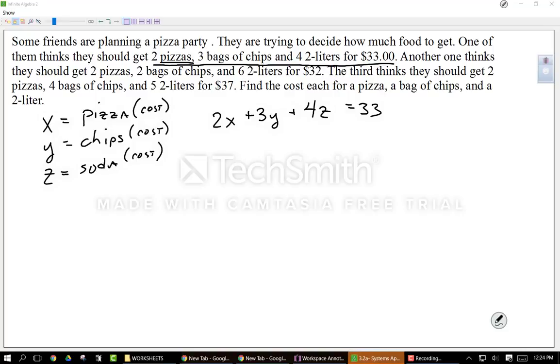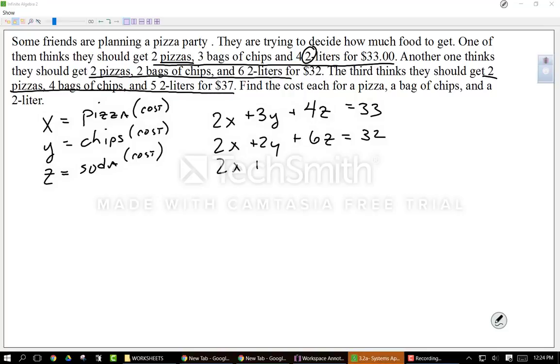The 4 is talking about how much of the containers you're actually buying. So this 2 doesn't really matter, okay? It just talks about, again, the quantity per container. So then the second part, it says 2 pizzas, 2 chips, and 6 2-liters for $32. So 2x plus 2y plus 6z is equal to 32. Now the third person thinks they should get 2 pizzas, 4 chips, 5 sodas for 37.